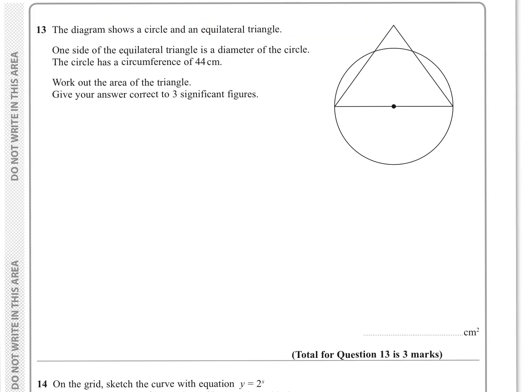Question 13. The diagram shows a circle and an equilateral triangle. One side of the equilateral triangle is the diameter of the circle, and it says the circle has a circumference of 44 centimetres. So the circumference of a circle is pi times its diameter. And it's saying the circumference of the circle is 44. So that means the diameter, which is also each side of the equilateral triangle, of course, will be, divide both sides by pi, 44 over pi. So I'm going to put that in first.